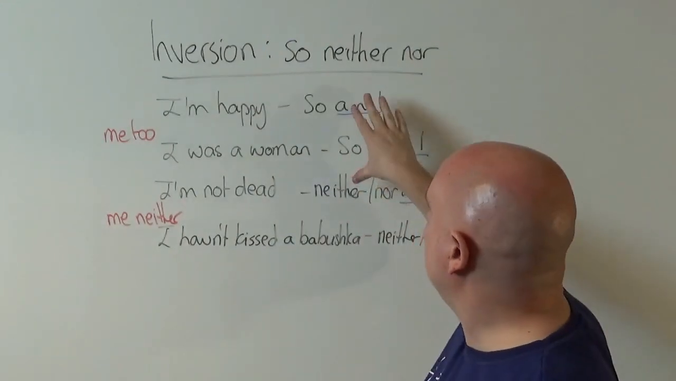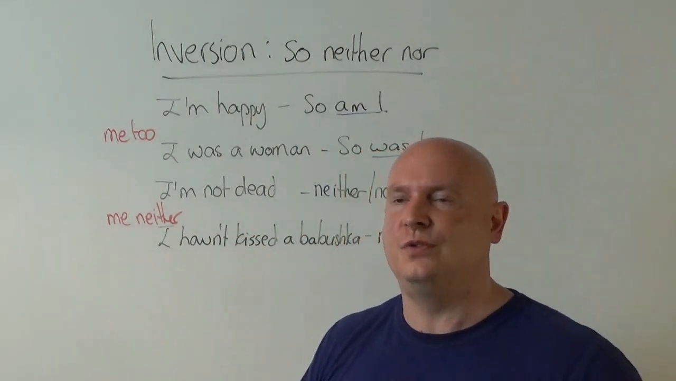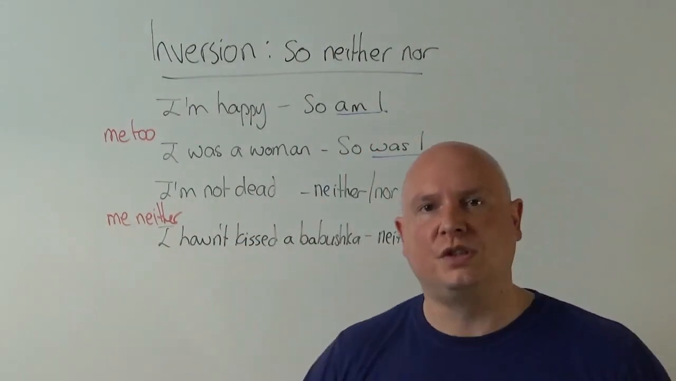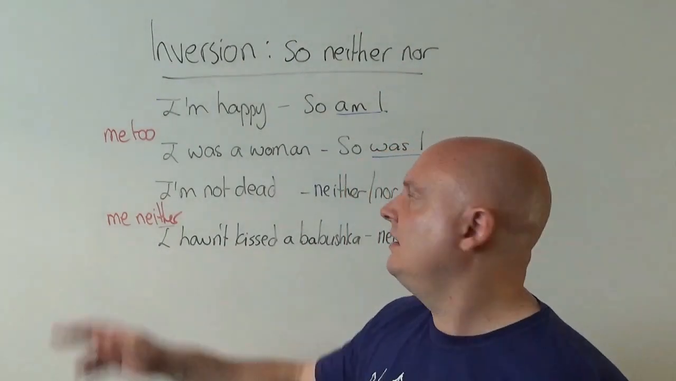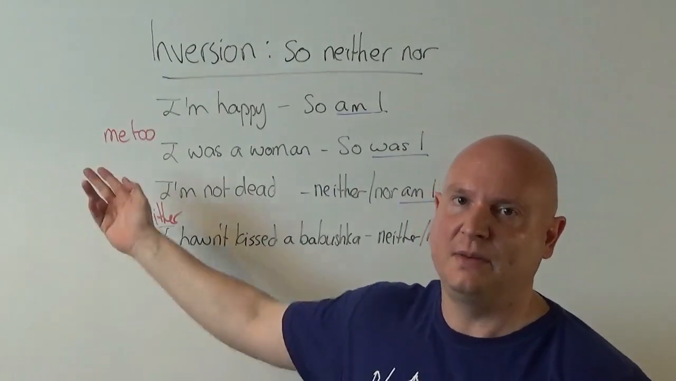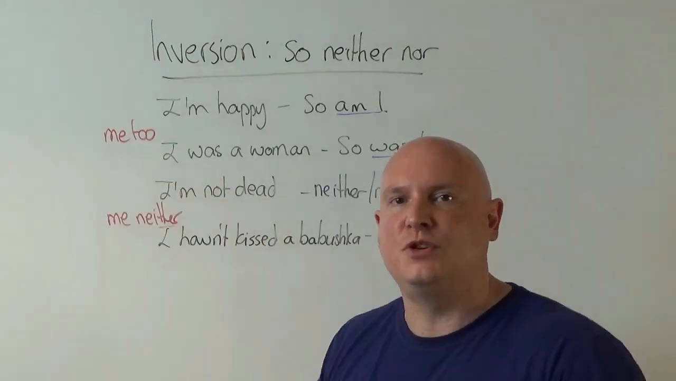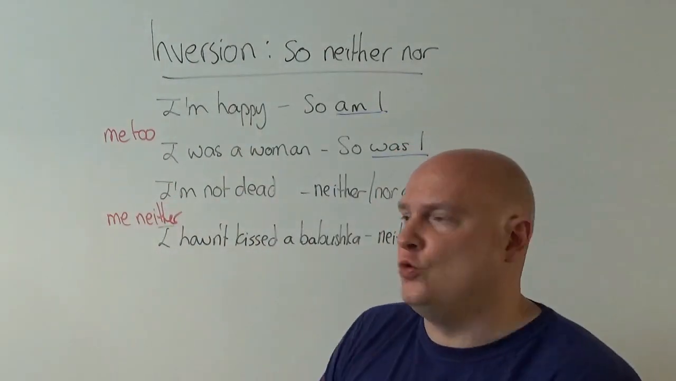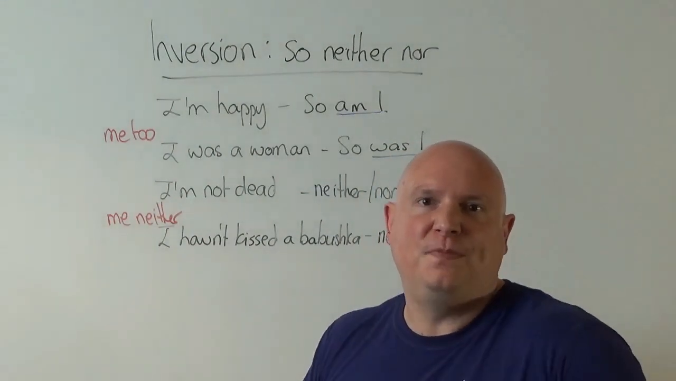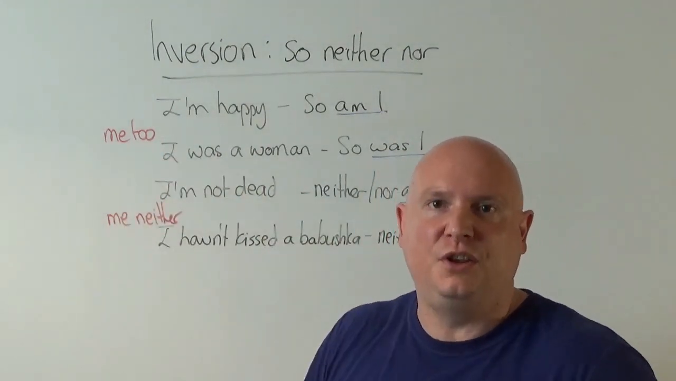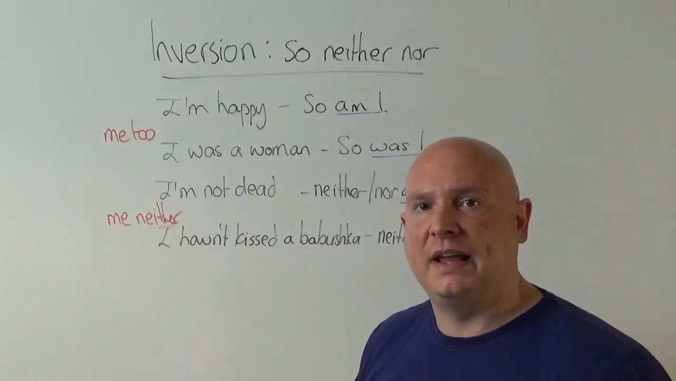Now, instead of saying this, because I teach this to my students, you don't have to say, so am I, so was I, so will I, so have I, so had I, etc. You can say me too for everything. You can't make a mistake. But you need to stress this, make it more emotional. I'm happy, me too. I was a woman, me too. You know, it's not inversion here, but I'm just telling you there is an alternative. And the same here, me too, me neither, for your negatives.